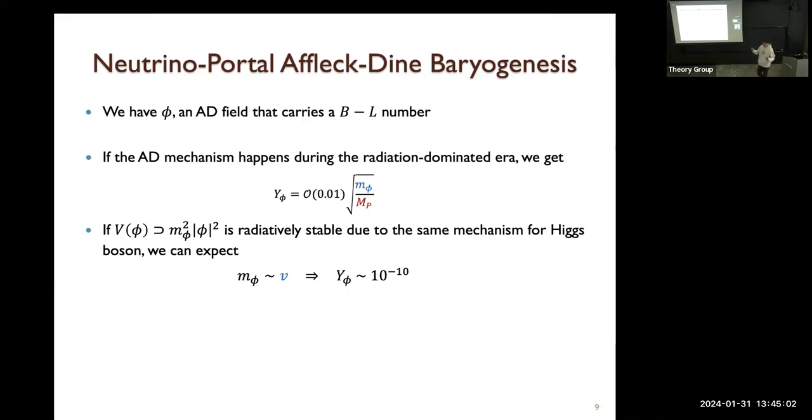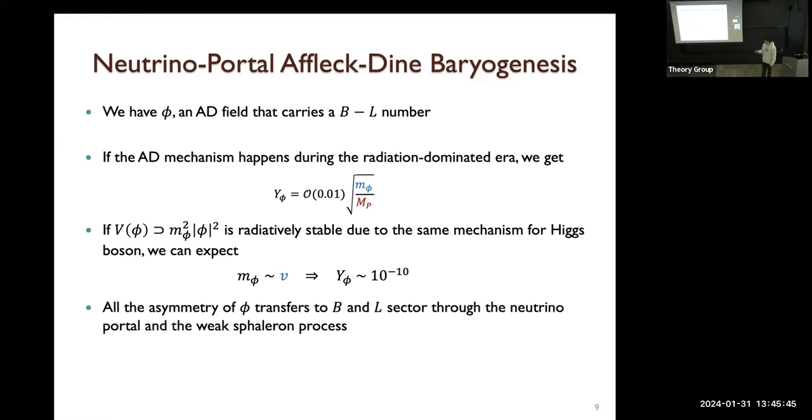This is because let's think about there's a mechanism that makes the Higgs boson mass stable from radiative corrections. If this is a universal mechanism, then it can give similar mass to all scalars in nature. So if this phi potential is also radiatively stable due to the same mechanism as for the Higgs boson, then we can expect this M phi is also at the electroweak scale. If we assume this, then we get Y phi around 10 to the minus 10. Okay, then all the asymmetry of phi can transfer to the baryon and lepton sector through the neutrino portal.